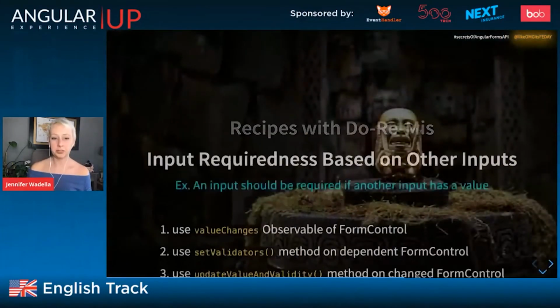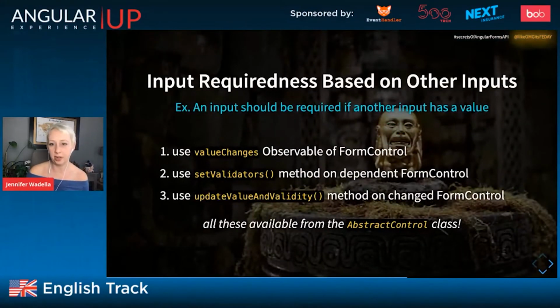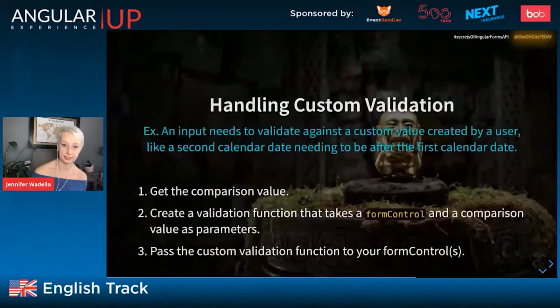So a couple of recipes I want to talk about with my last couple of minutes left. I mentioned that one of the difficult things we deal with is input requiredness based on other inputs. All of these things are built into the ReactiveForms API that we can use with the valueChanges observable of our form control. We can use the setValidators method to change the validation required for a form control as things change. And we can also call updateValueAndValidity, and that's going to retrigger evaluation of the form control and display any relevant classes.